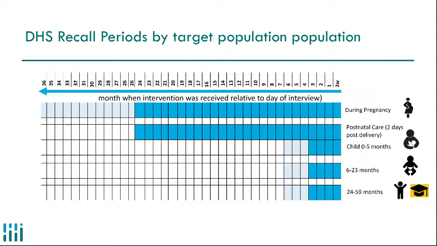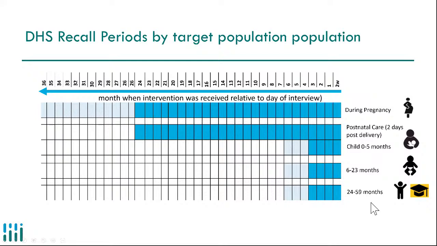Just to highlight some concrete examples from the assumptions that I've laid out in the previous slide. This is related to recall periods from within the DHS. Now, the DHS asks questions of various target populations, so pregnant women all the way to the preschool age child, and typically the window which they use for recall varies across these populations, but it is standard across DHS surveys.